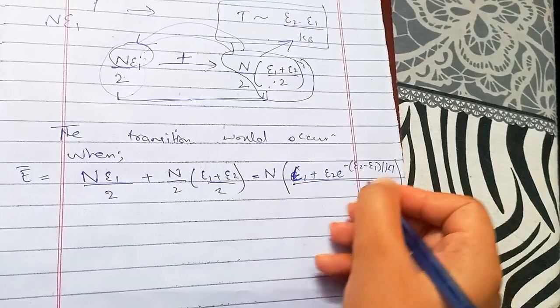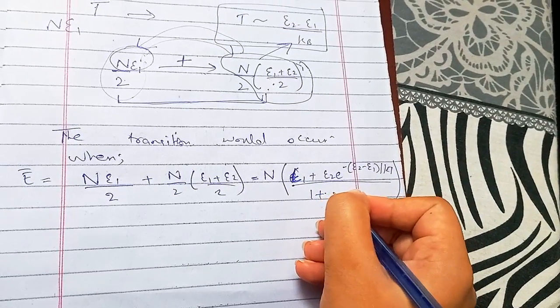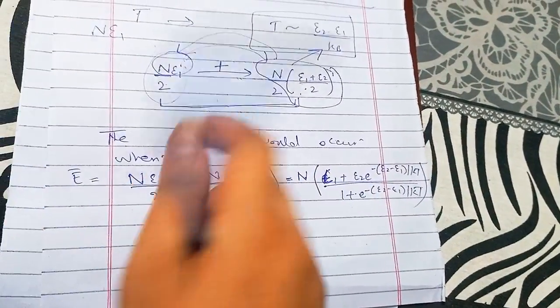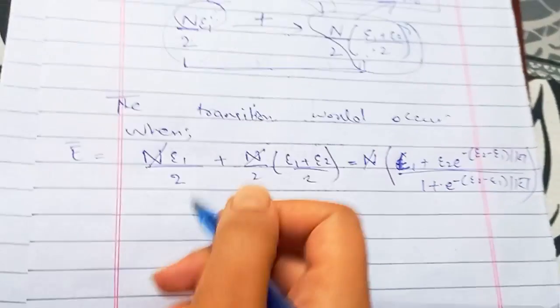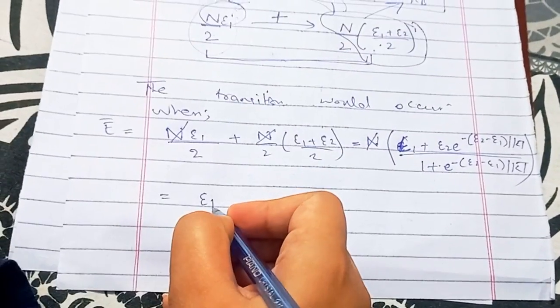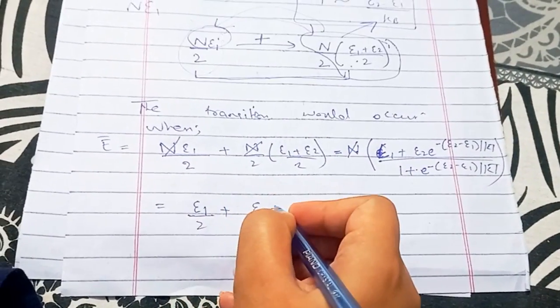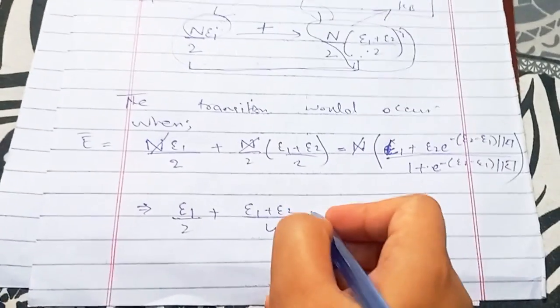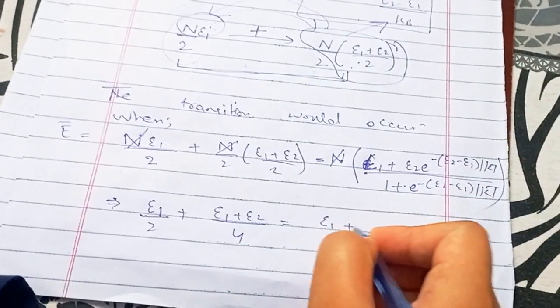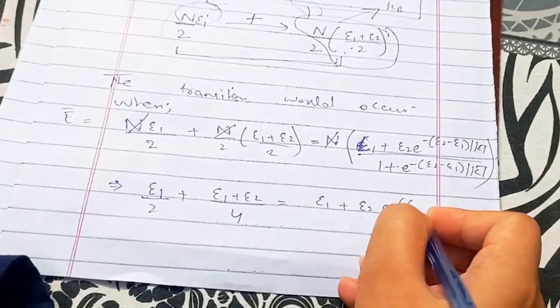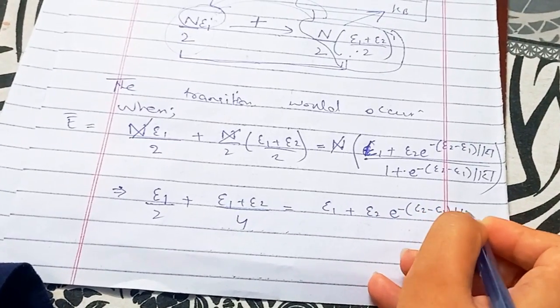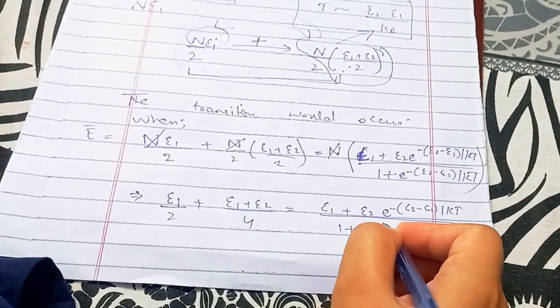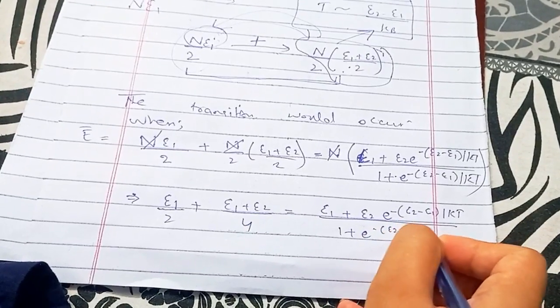We need to calculate T. So we'll do that. 1 plus this N, and this N will be cancelled out. So we are left with E1/2 plus (E1+E2)/4, 2 2s are 4 here, and that should be equal to (E1 + E2 e^(-(E2-E1)/kT)) divided by (1 + e^(-(E2-E1)/kT)).